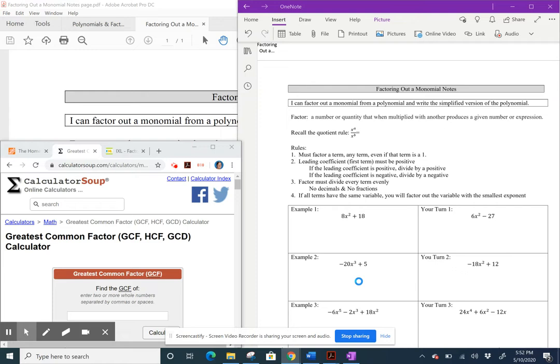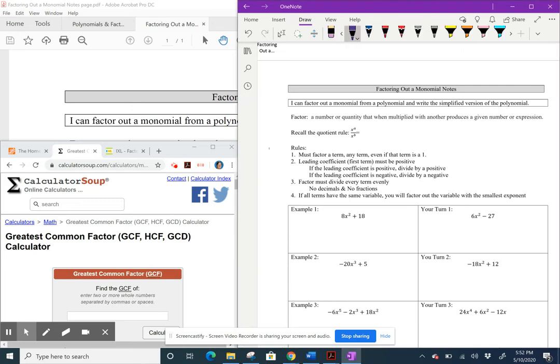So we need to remember that factoring, in this case, is a number or quantity that when multiplied with another produces a given number or expression. So one thing that's really important is to recall the quotient rule. This is a rule from the exponent properties. When you divide and you have a variable that is the same base, you need to subtract the denominator exponent from the numerator exponent. So it would be a minus b.